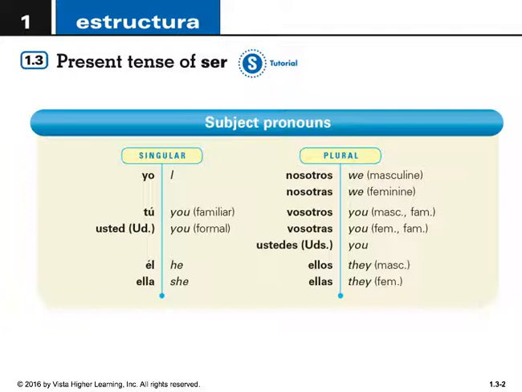Yo, I; tú, you, familiar; usted, you, formal, it can be abbreviated Ud. sometimes; él, with an accent mark on the E, he; ella, she; nosotros, we, masculine, or nosotras, we, feminine; vosotros, y'all, masculine; vosotras, y'all, feminine; ustedes, you all, like a group of people, could be abbreviated Uds.; ellos, meaning they, all masculine or could be mixed; and ellas, they, feminine.